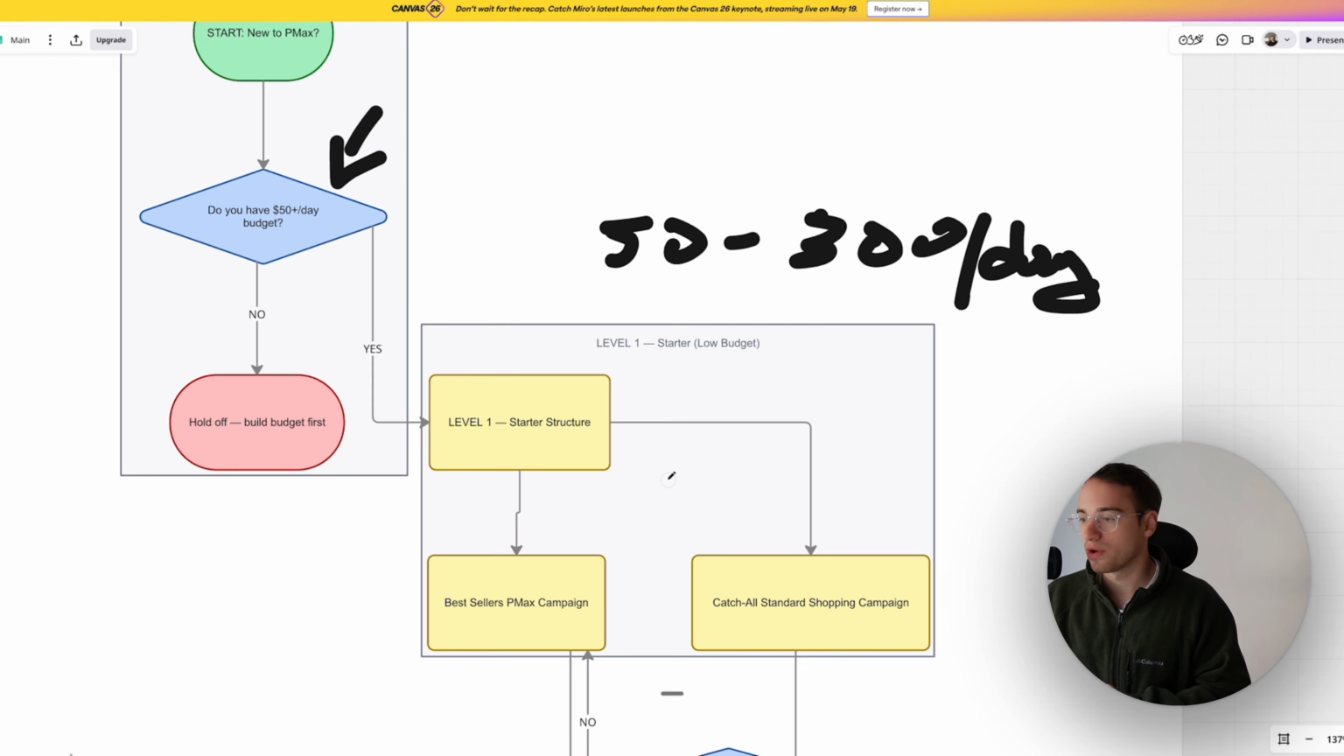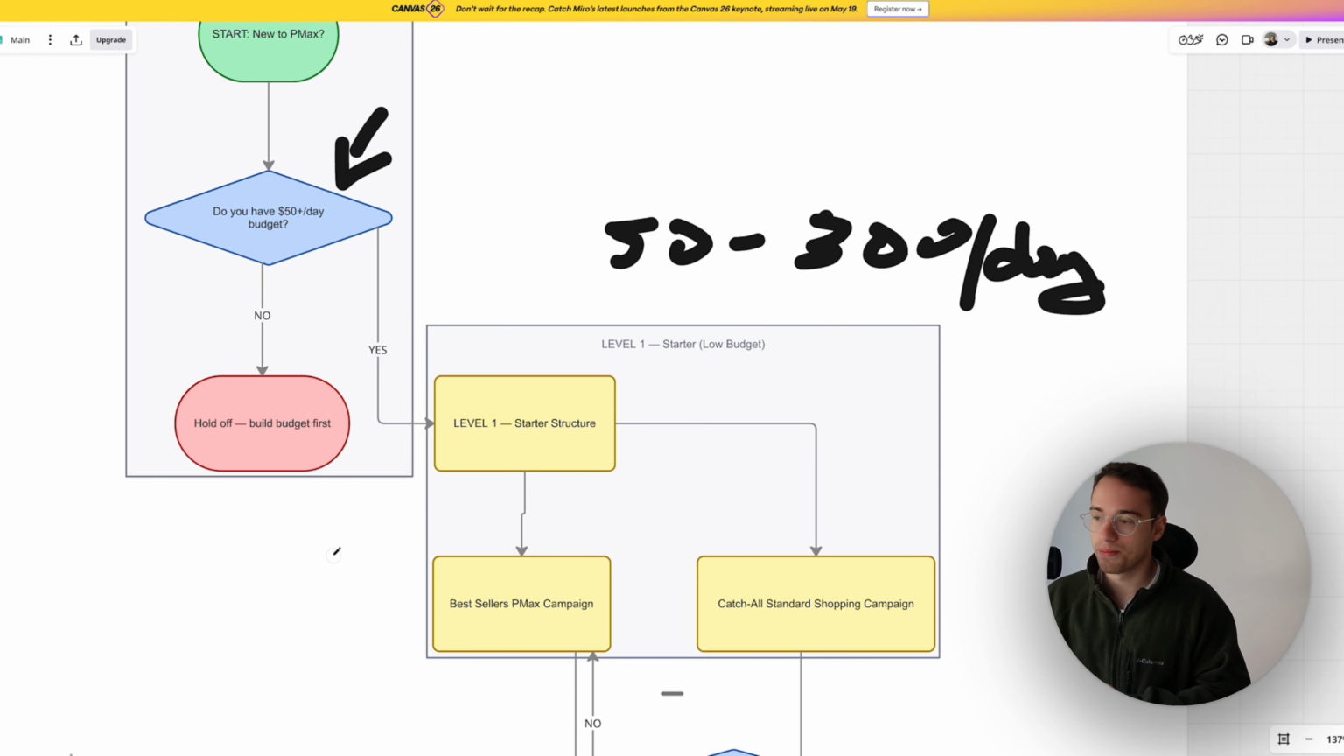The level 1 structure that I recommend is having one bestsellers campaign. Think of this as your core PMAX campaign. You have your best-selling products, and by best-selling I mean not only the revenue they generate for your business, but also whether they are the most profitable products to advertise. This is the bestsellers PMAX campaign. If you just have one product, you can have just one campaign here.